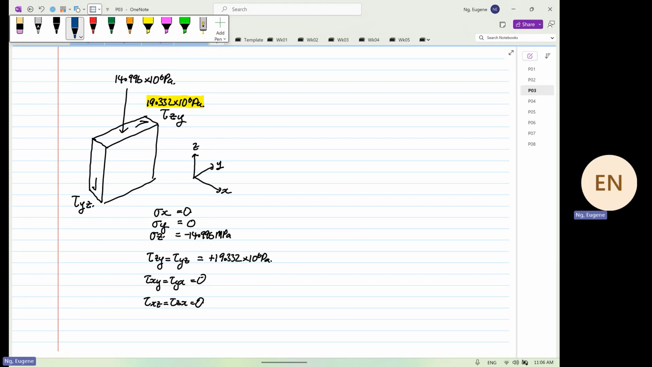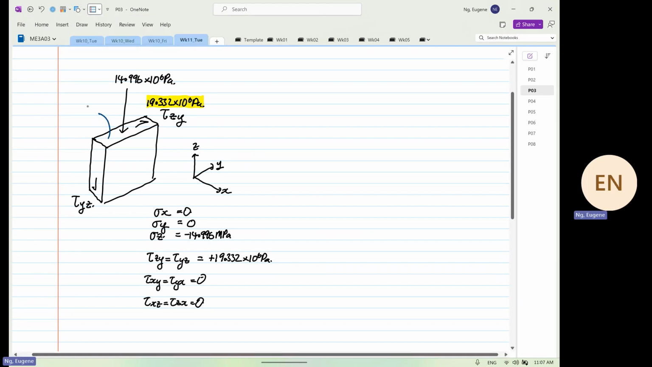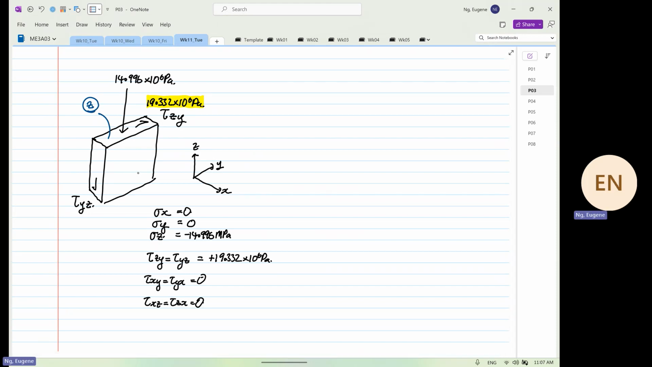Okay. So from here, we are going to label our surfaces. This surface over here is our surface Z, this is our point X, and this is our point Y. Okay. So now we are going to construct the 3D Mohr's circle. Don't panic, 3D Mohr's circle.